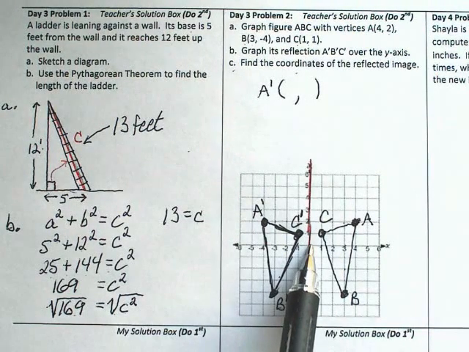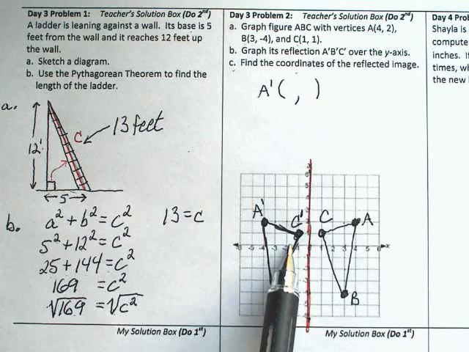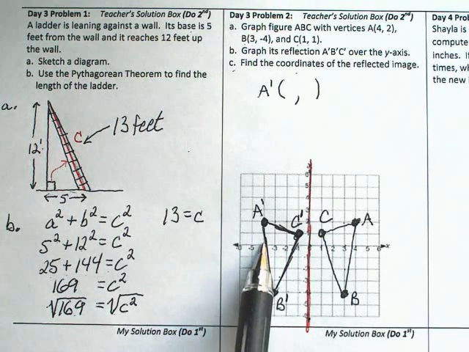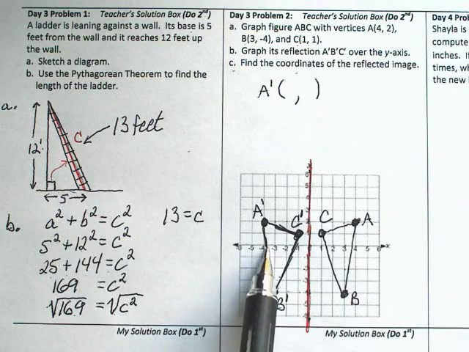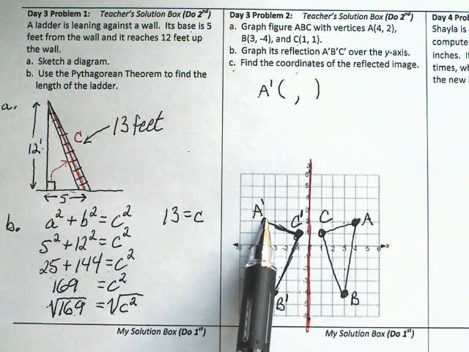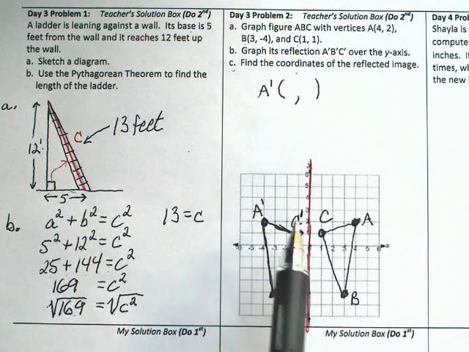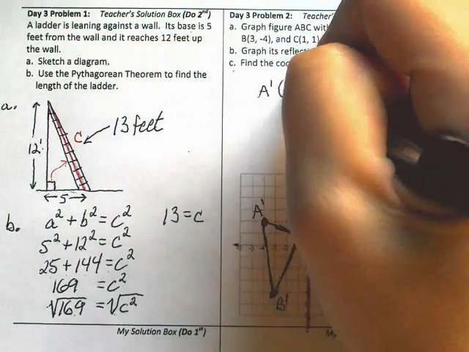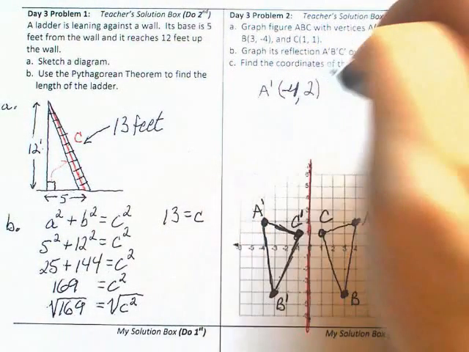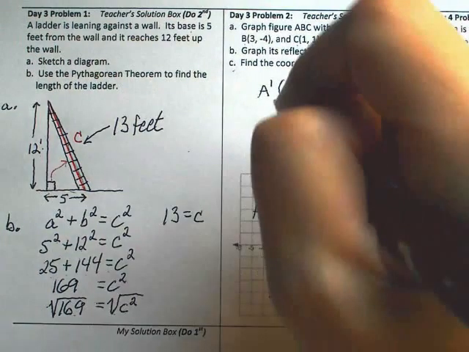Well, here's the origin. So to get to A prime, we're going to go to the left and then up. 1, 2, 3, 4. It's a little hard to read this number, but this is -4 on the x-axis. And then up 1, 2. So it's left 4 and up 2, or in numbers, (-4, 2).